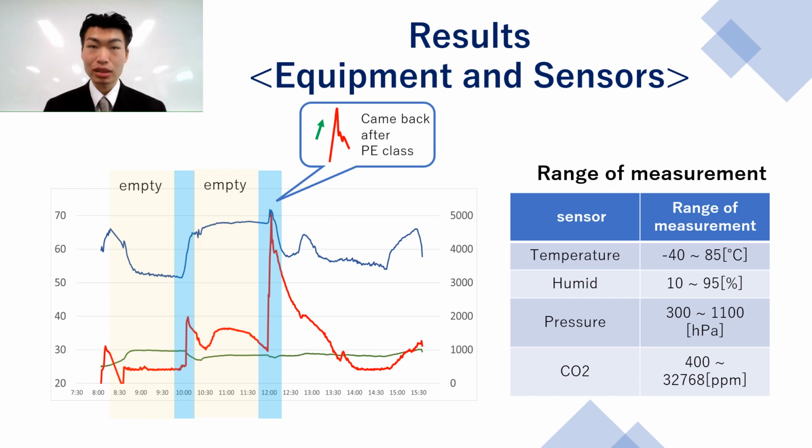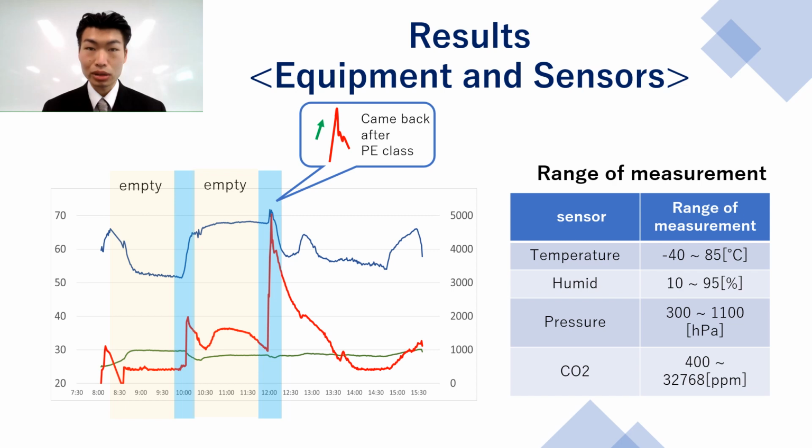We verified that the completed system meets our objective. First, these sensors can measure air environment data. The range of measurement is shown in the table. The figure also shows how the air condition of the classroom changed by ventilation.